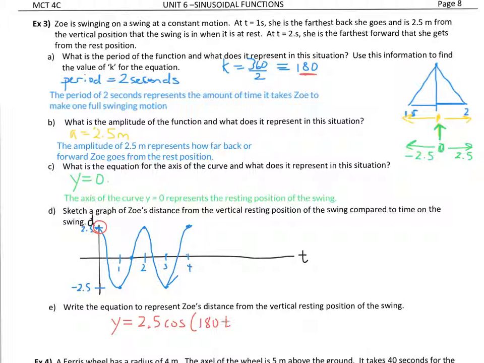I'm going to use t for time. I'm going to go back and change that, the y. And then the axis of the curve is +0, so I don't need to add anything onto the end. And instead of a y, I'm going to make that a d for displacement, how much left and right she is, or forward and back.